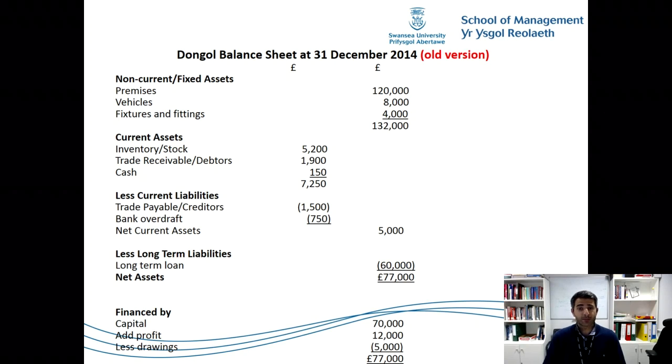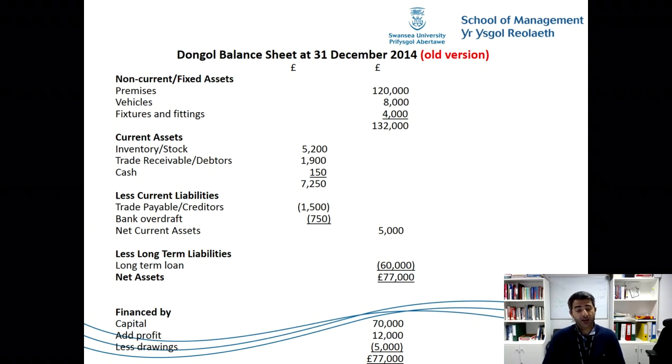So it all depends. But net current assets equal total current assets, which is 7,250, minus total current liabilities, 5,000. So what's the total current liabilities? 1,500 plus 750. So that will come to net current assets.